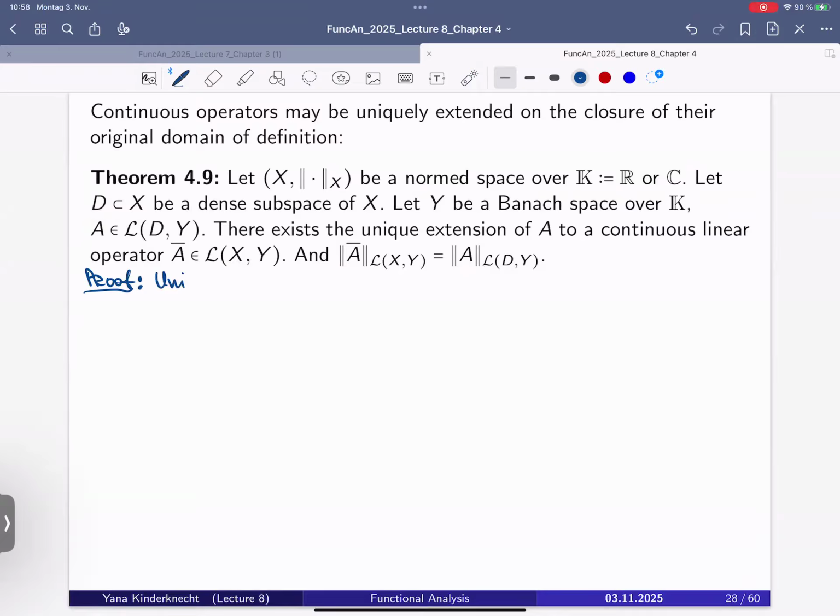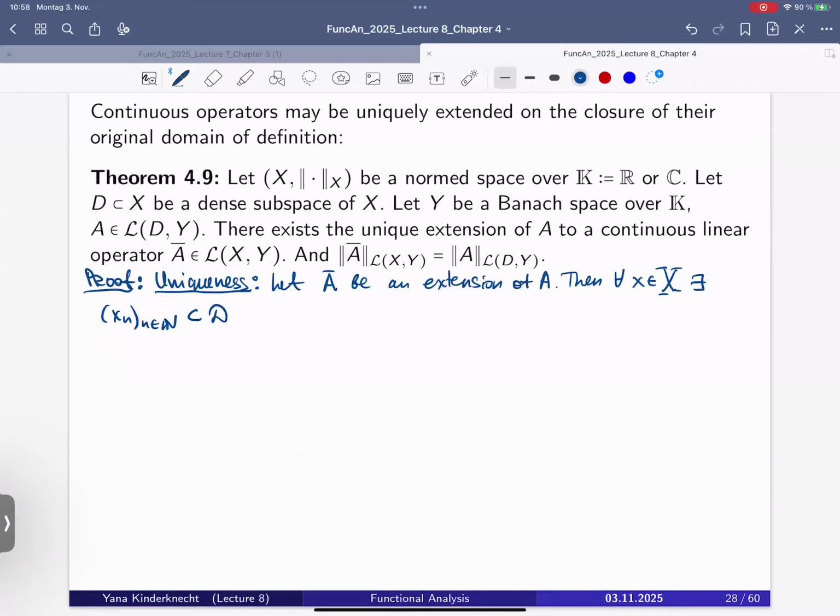So let me show the proof. Uniqueness of extension. So let A bar be some extension of A. Then for any x from X, there exists a sequence xn from D with xn tending to x. This is because D is a dense subspace of X.